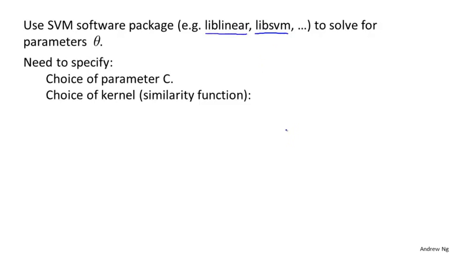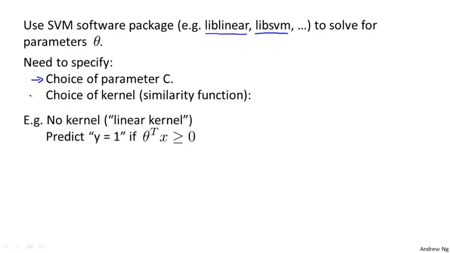Even though you shouldn't be writing your own SVM optimization software, there are a few things you need to do. First is to come up with some choice of the parameter C. We talked a little bit about the bias variance properties of this in an earlier video. Second, you also need to choose the kernel or the similarity function that you want to use.